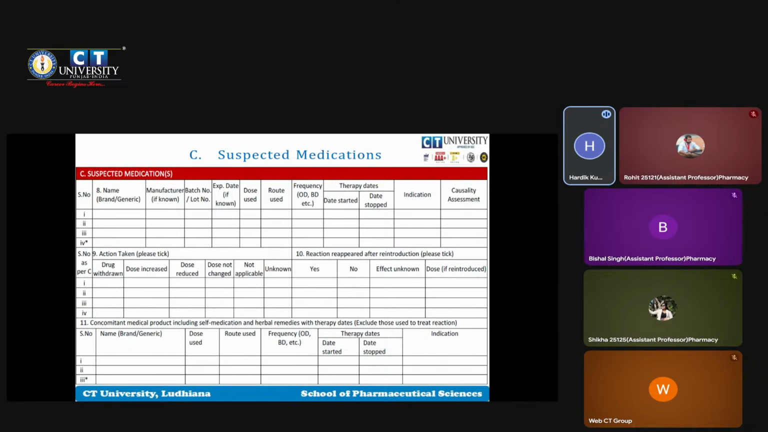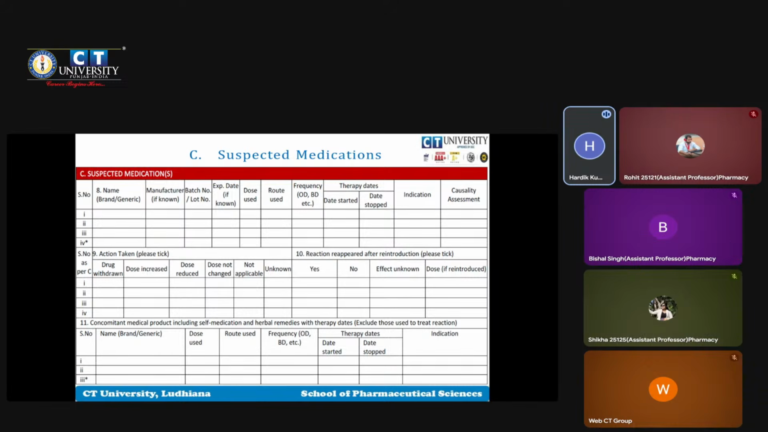Fill the reporting type and user type. It might be the healthcare professional, it might be the consumer. Next. In the first section, you have to write your name, phone number, email ID, address, and PIN code, whether you are a consumer or a healthcare professional. Next slide, please.